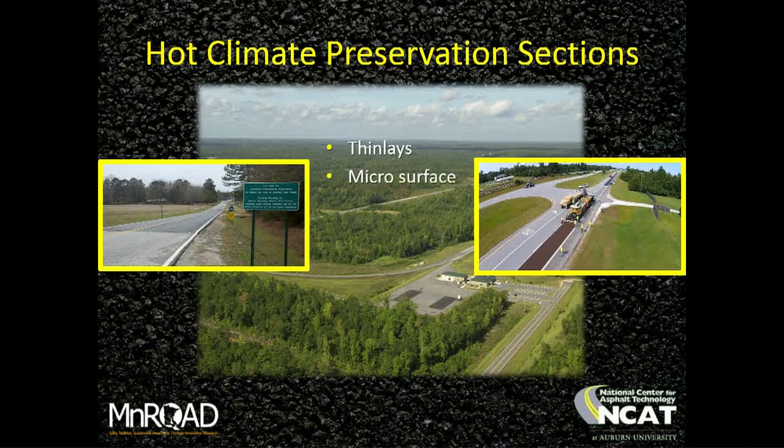So we did thin lays, we did microsurfaces, chip seals, crack seals, fog seals, and then all kinds of different combinations of those. And we did them without doing any kind of significant work to the roadway. We just went out and mapped all of our pretreatment distresses: roughness, rutting, texture, cracking, deflections. We measured, you know, everything that we could think to measure to help us wrap our arms around what is the true pretreatment condition of these test sections.